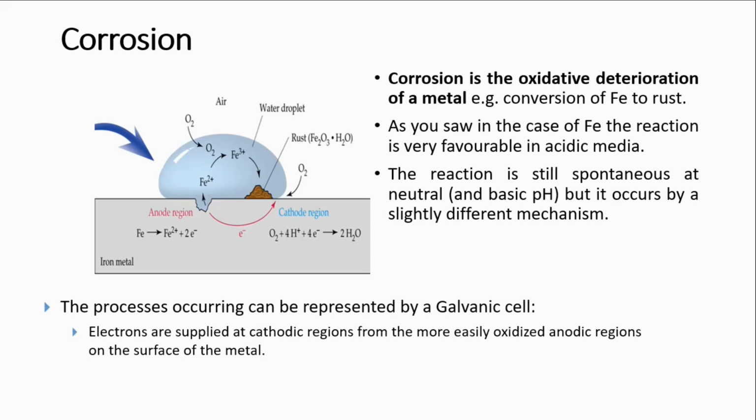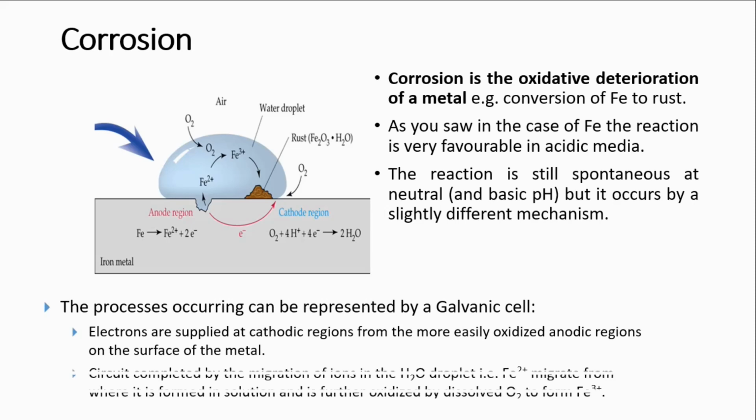Now, the processes occurring can be represented by a galvanic cell. Electrons are supplied at the cathodic region from the more easily oxidized anodic regions. And the circuit is completed by the migration of ions in the water droplet. That is, iron 2 migrates from where it is formed in solution and is further oxidized by dissolved oxygen to form iron 3.